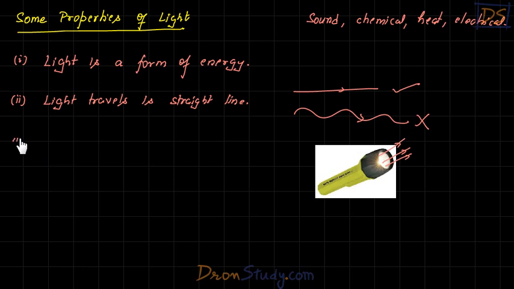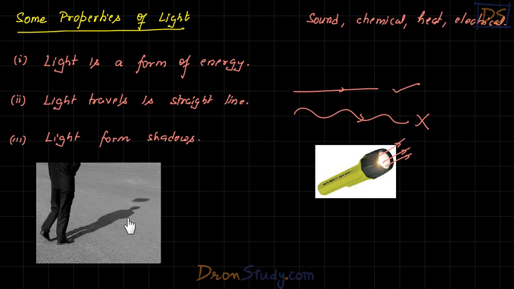Now students, third point is very simple. Light forms shadows. So we know, students, what are shadows, right? So in this photograph, this is shadow, right? So light can form shadows. We all know that in childhood we have all played with shadows, right? It's always fun.